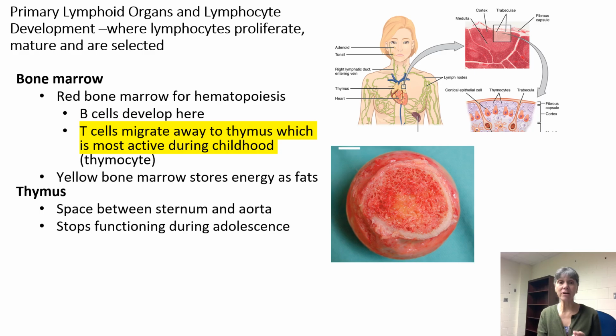However, the T cells migrate away from the bone marrow to the thymus, which, by the way, is most active during childhood. Once they get to the thymus, they're referred to as thymocytes, and that's where they will become more mature. The thymus is an organ found between the sternum and the aorta. You can see it in the picture above. It is largest during childhood, where it's most active, and then it decreases in size and actually stops functioning during adolescence.